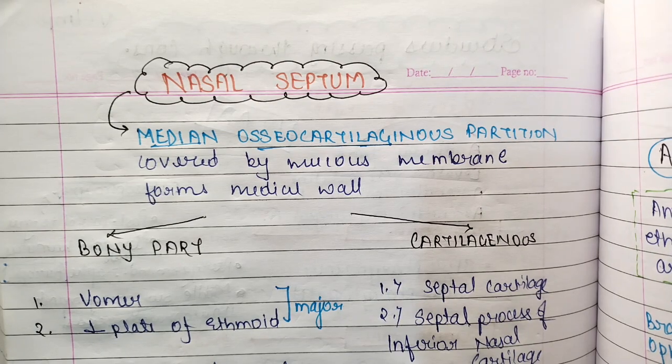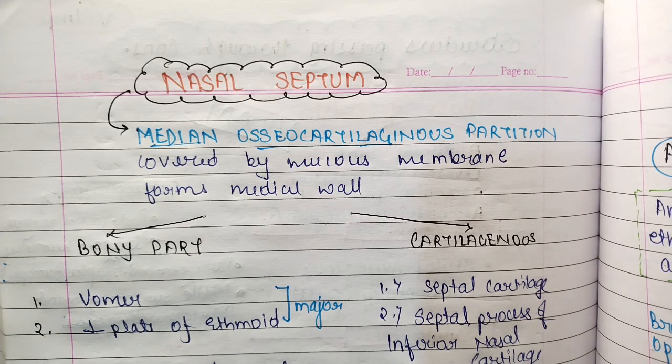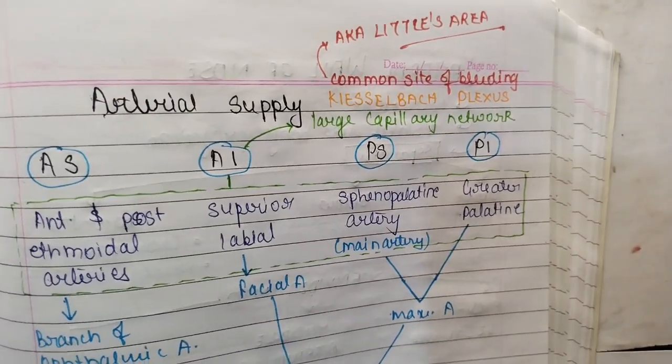We are going to continue the nasal septum part. In the last video we discussed the introduction and the parts of the nasal septum. In this video we are going to discuss the arterial supply, venous drainage, nerve supply and the lymphatic drainage of the nasal septum.